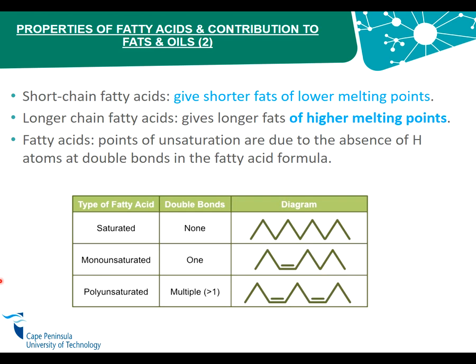So the second property that we know about these molecules is that short chain fatty acids give shorter fats of lower melting point, right? And then the longer chain fatty acids give longer fats of higher melting points. The fatty acids have the point of unsaturation, as I've mentioned previously. This area here is due to the absence of the hydrogen atoms at the double bonds in the fatty acids formula. So because now there's a double bond here, there are fewer hydrogen atoms that this molecule would have than if it were a saturated molecule.